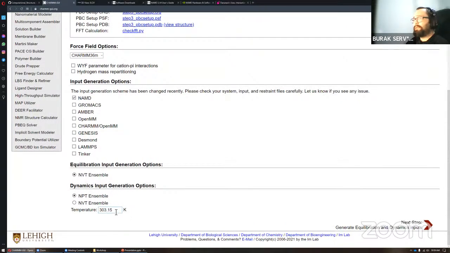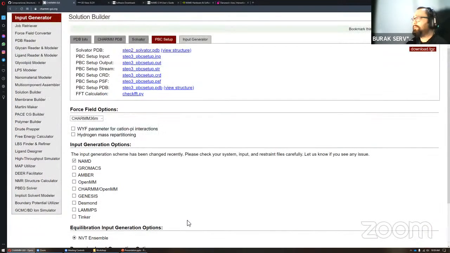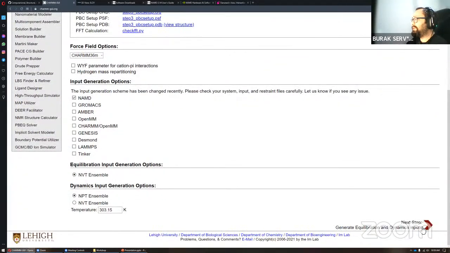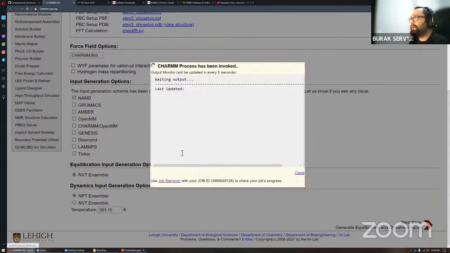As the last one, you can change the temperature in this part. Now I don't want to change this value. I want to continue with the default settings, but you can change this value for your organism. For example, you can change this value. Now, when I click the next step, I'm going to create our NAMD files.